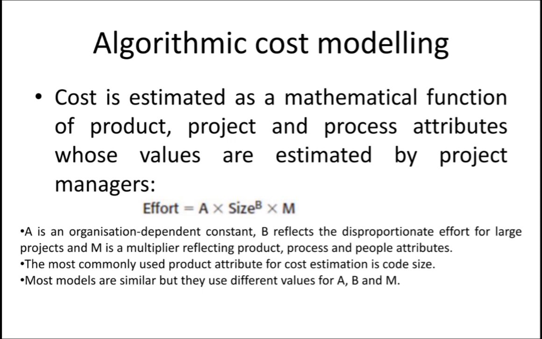Cost estimation. So for the product attribute, if the quote size is more, the cost will be more. That's why the most commonly used product attribute for cost estimation is quote size. Most models are similar, but they use different values for A, B, M. The organization dependent cost constant is purely based on the organization's capability. For a large project, B also reflects the number of human power in the company. So different companies will get different values for this.